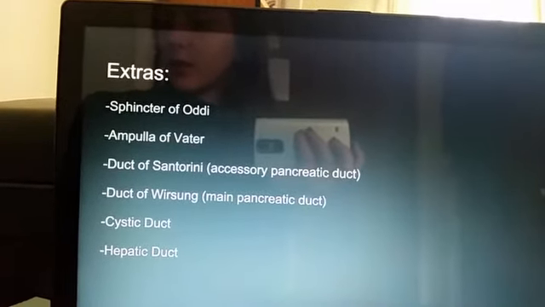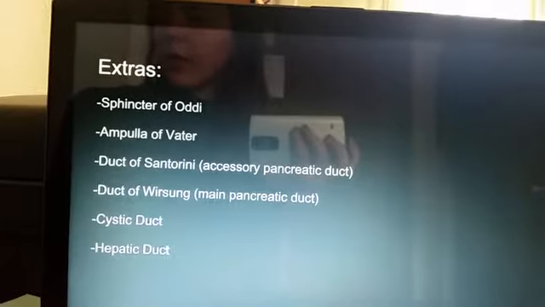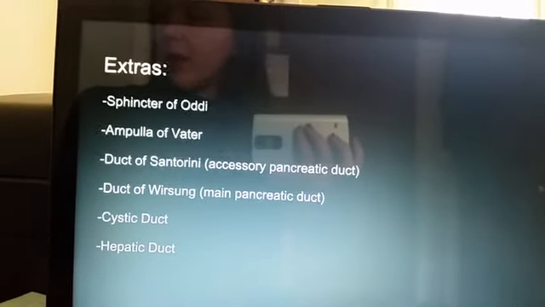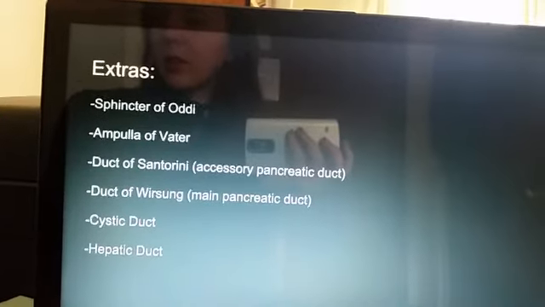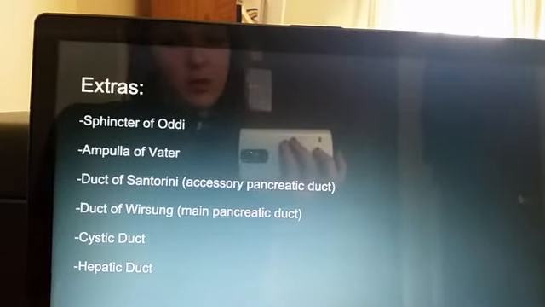The cystic duct is the duct connecting the gallbladder with the common bile duct, and the hepatic duct is the bile duct from the liver and joins with the common bile duct to bring bile to the duodenum.